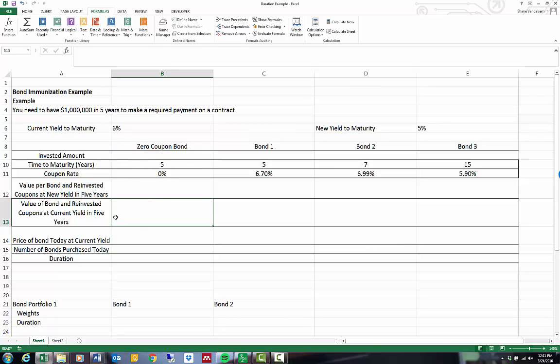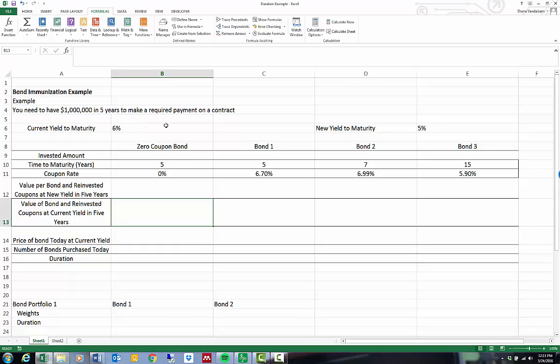So what we want to do first, let's go ahead and name these cells here. So I'm in B6. And B6 is the current yield to maturity. So I'm up here in the name box. I put in current YTM for the name here. And then in cell E6, I'm going to put in new YTM for the new yield to maturity there. I'm going to start down here with the value of the bond and reinvested coupon at the current yield, so the 6%, in 5 years.